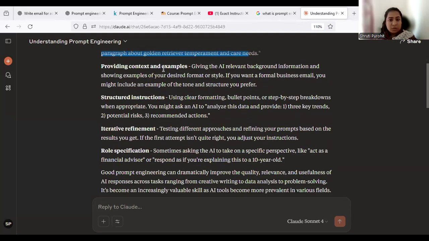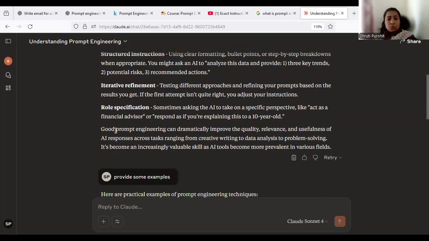So provide context and examples, this we have already understood. Structured instructions, iterative refinement, and rule specification. So good prompt engineering can dramatically improve the quality, relevance, and usefulness of AI responses.